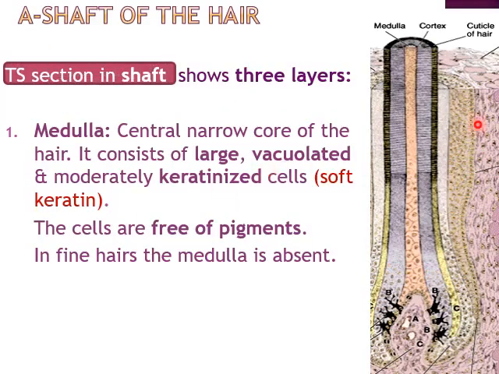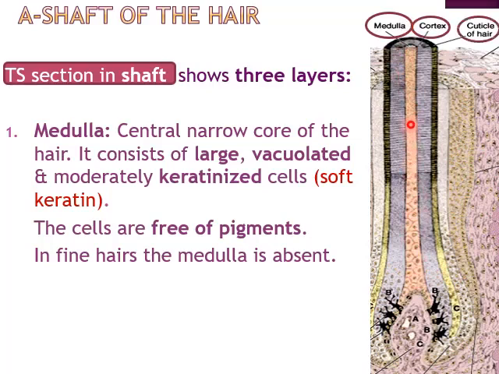Regarding the shaft of the hair, as we said, the shaft is the part of the hair present above the surface, projecting above the surface of the skin. The shaft is formed of three layers: medulla, cortex, and cuticle. Regarding the medulla, it is the central part here.